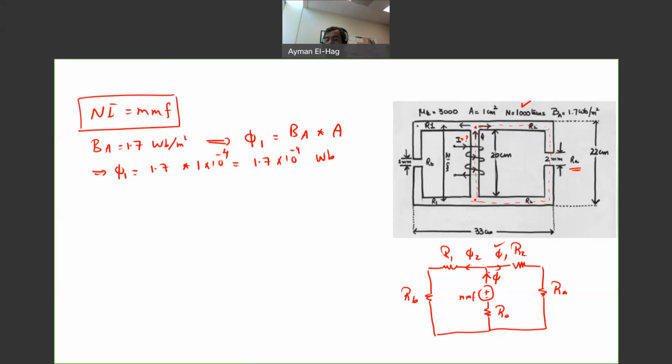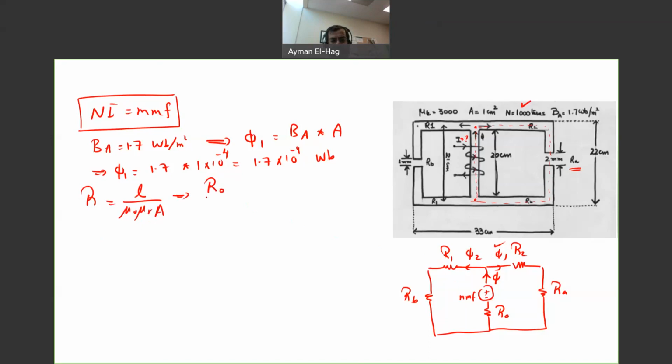I need to find phi so that I can apply KVL to the loop on the right side. But to do that I need to find all the reluctances. The reluctance is equal to L divided by mu 0 mu R times A. That is the reluctance of any air gap or any path in the magnetic circuit. So let's find the reluctances one by one. Let's start with R0, R2, and R1, and then we will find the reluctance of air gap A and air gap B.